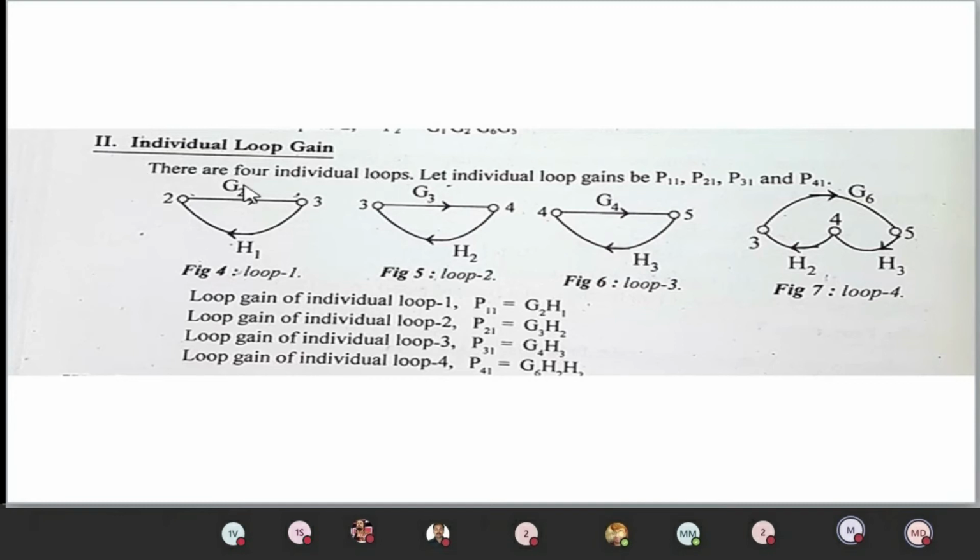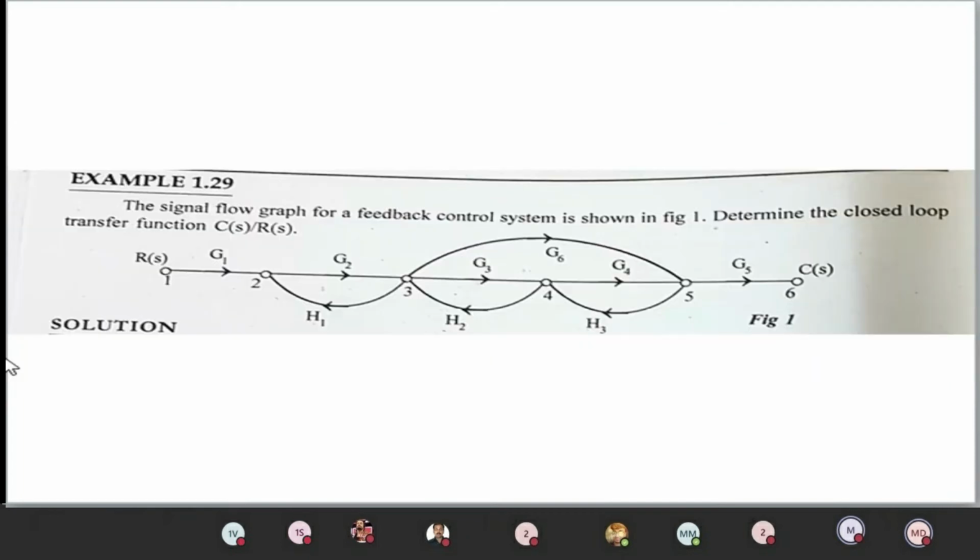3 to 4, 4 to 3, G3 H2. 4 to 5, 5 to 4, G4 H3. Next, I told you it is jumping from 3 to 5, 5 to 4, 4 to 3. So H2 H3, G6. Okay. So these are the 4 individual loop gains. Now, from the question, try to check whether you have any product of non-touching loops.